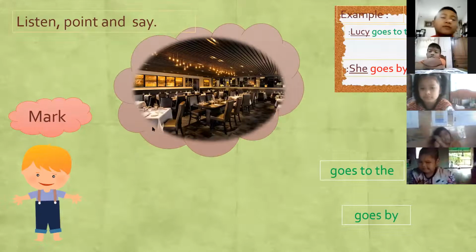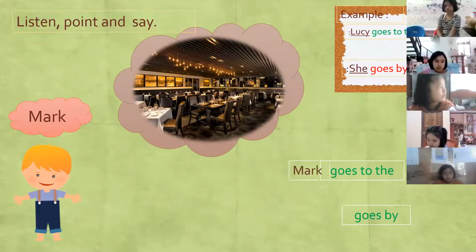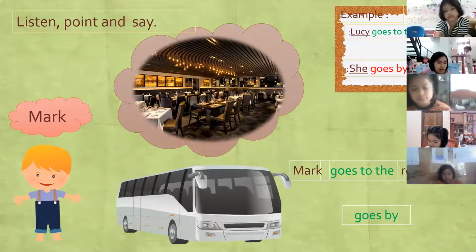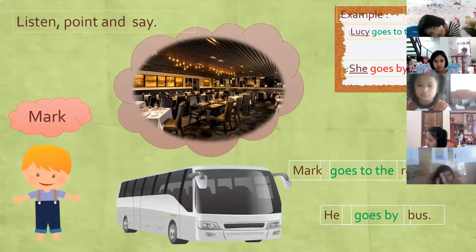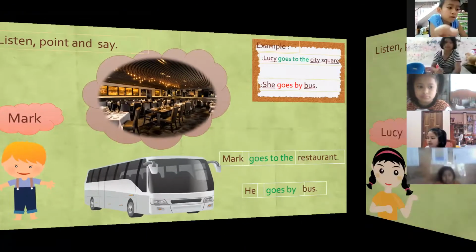How about this one? We have Mark. What is it? It's restaurant. So Mark goes to the restaurant. Okay, what's the next? He goes by bus. Mark goes to the restaurant. He goes by bus.